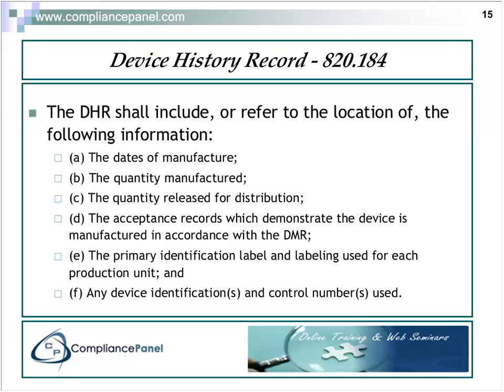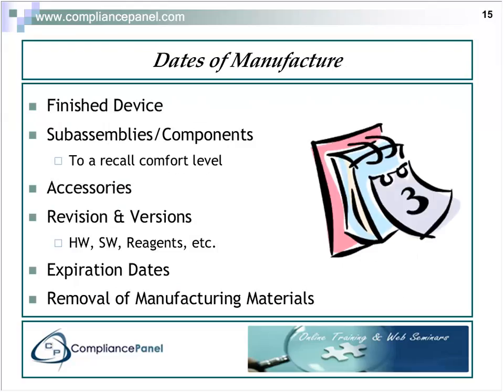The device history record shall include or refer to the location of the following information. And again, the dates of manufacture, the quantity manufactured, the quantity released for distribution. The acceptance records, where are the records that show, that you can prove to me, that they demonstrated that the device was manufactured in accordance with your DMR. The primary ID label and the labeling used for each production unit, and any device identification and control numbers used. So this is obviously right out of the FDA regulation.